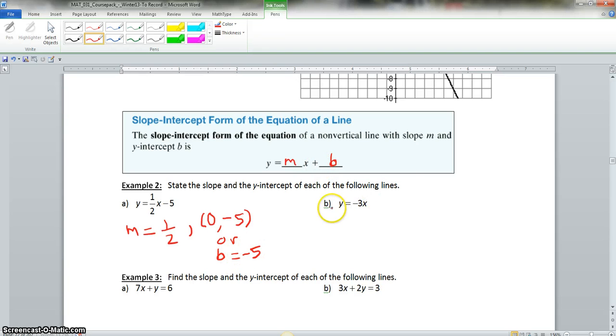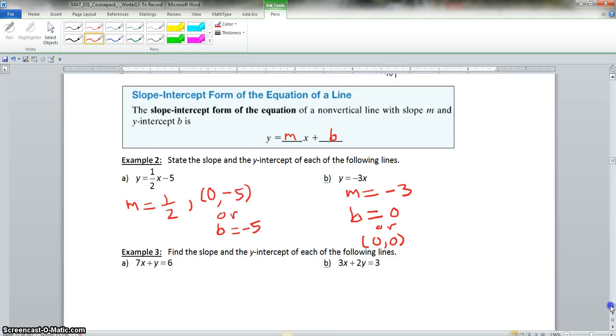Okay, next, we have b here. Y equals negative 3x. Our slope, because y is by itself, is negative 3. Our y-intercept, or we could write down b, because there's no other number there, is 0. Or we could write it as an ordered pair. It would be 0, 0.